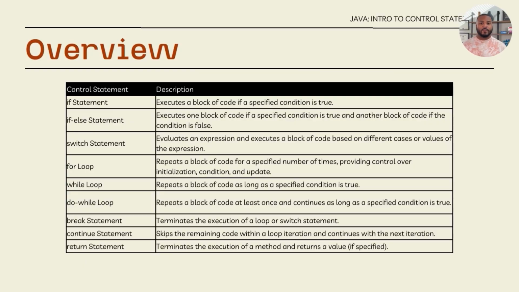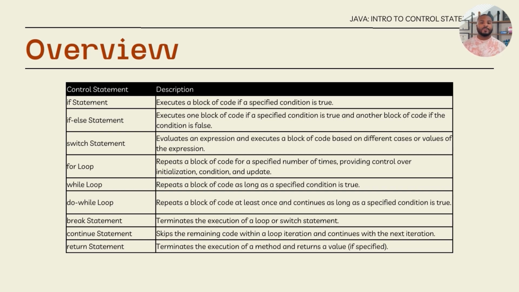So Java provides a variety of control flow statements to manage program execution. They control the flow of execution in a program and allow you to alter the order in which statements are executed, make decisions, and repeat blocks of code based on certain conditions. So we'll start with the if statement.